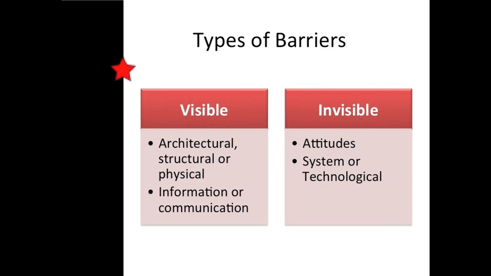Other types of visible barriers include information or communication barriers. These barriers can make it difficult for people to receive or convey information. Things like small print size, low color contrast between text and background, confusing design of printed materials, and the use of language that is not clear or plain can all cause difficulty.